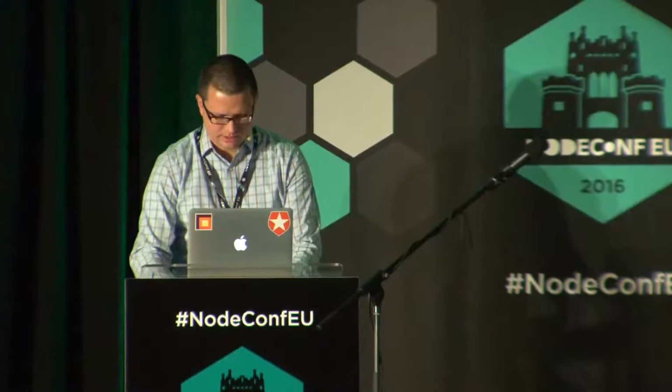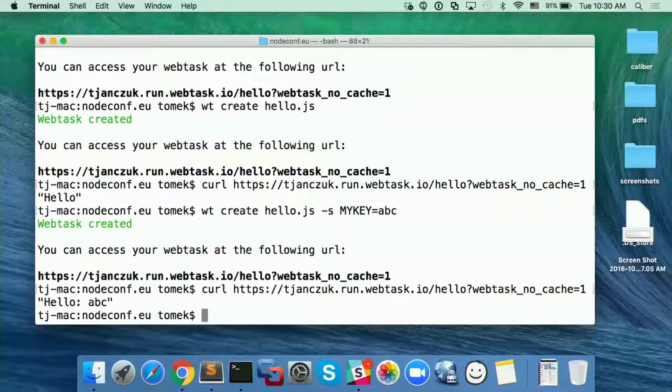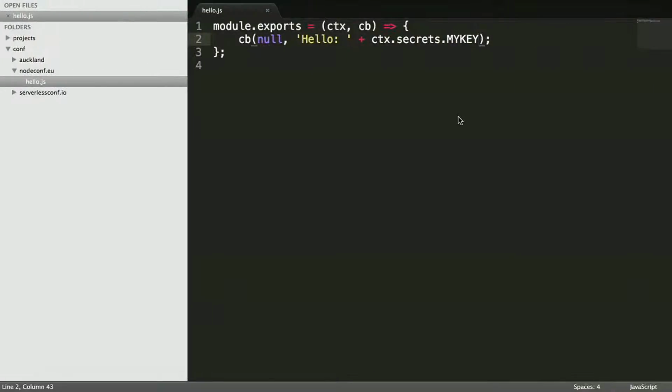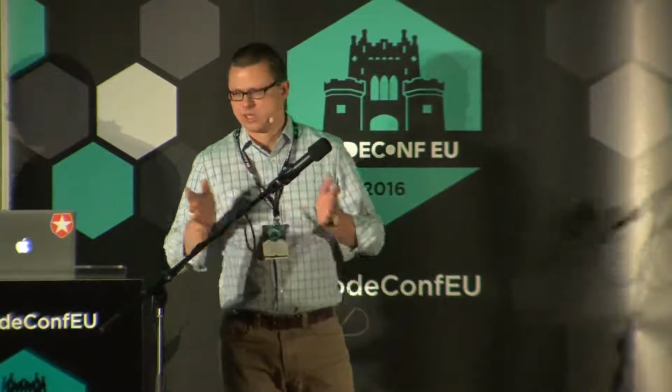So let's call this again. And you will see that the hello now responds with the ABC, which is the value of that key that we have extracted from the secrets bucket. So this, in essence, is the experience you can expect of taking a small snippet of code and turning it into an endpoint that you can later use as a webhook using the CLI.